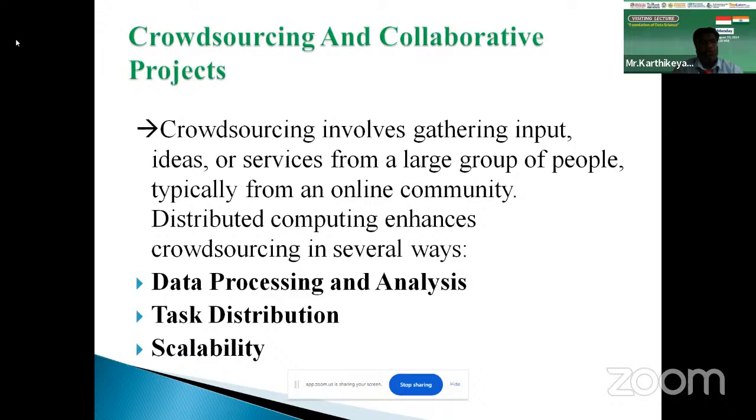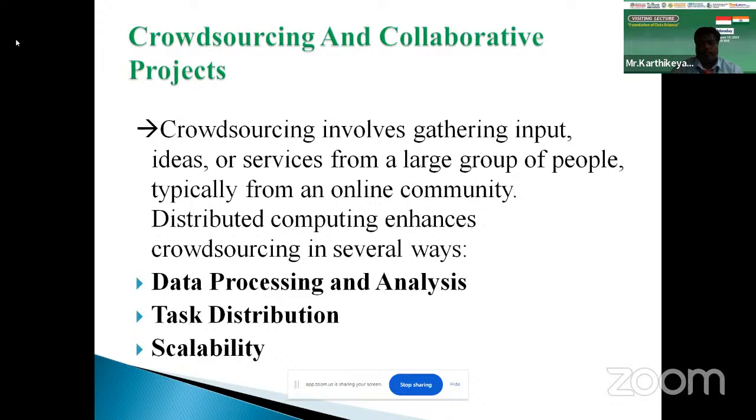This is used in scenarios like image labeling, where a task might be divided and sent to many contributors for faster completion. The third is scalability. As the number of contributors grows, the distributed system can scale to handle the increasing load. This is crucial for handling large volumes of data and tasks efficiently without bottlenecks.